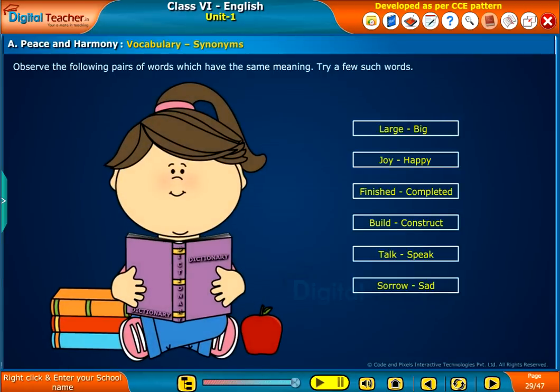Now, take up the following activity yourself. Observe the following pairs of words which have the same meaning. Write a few such words.